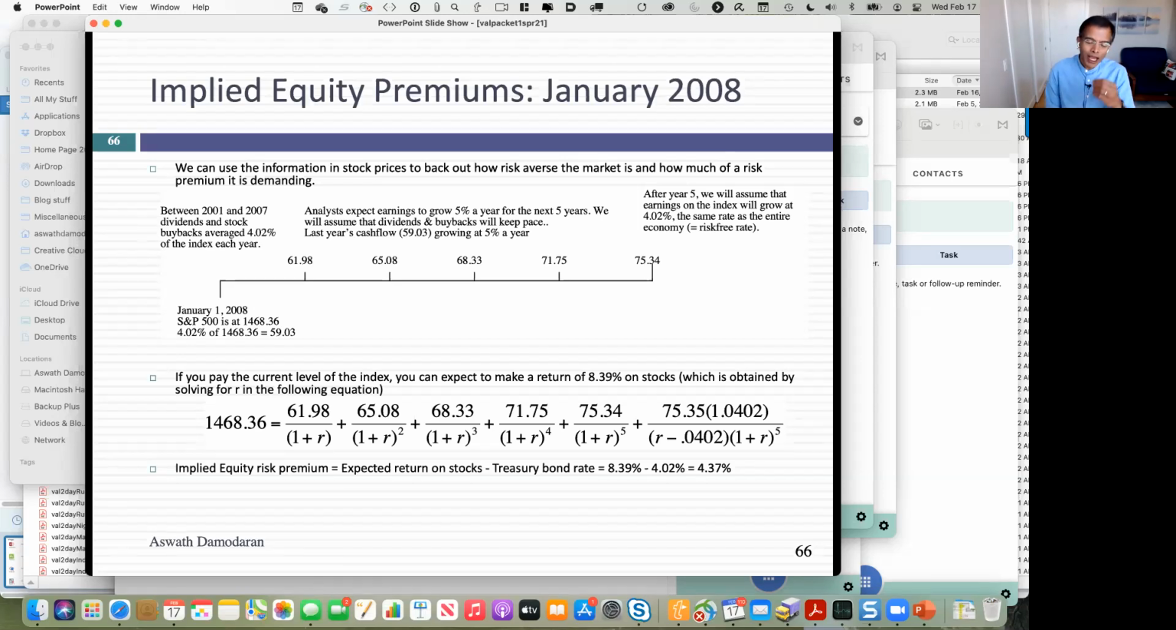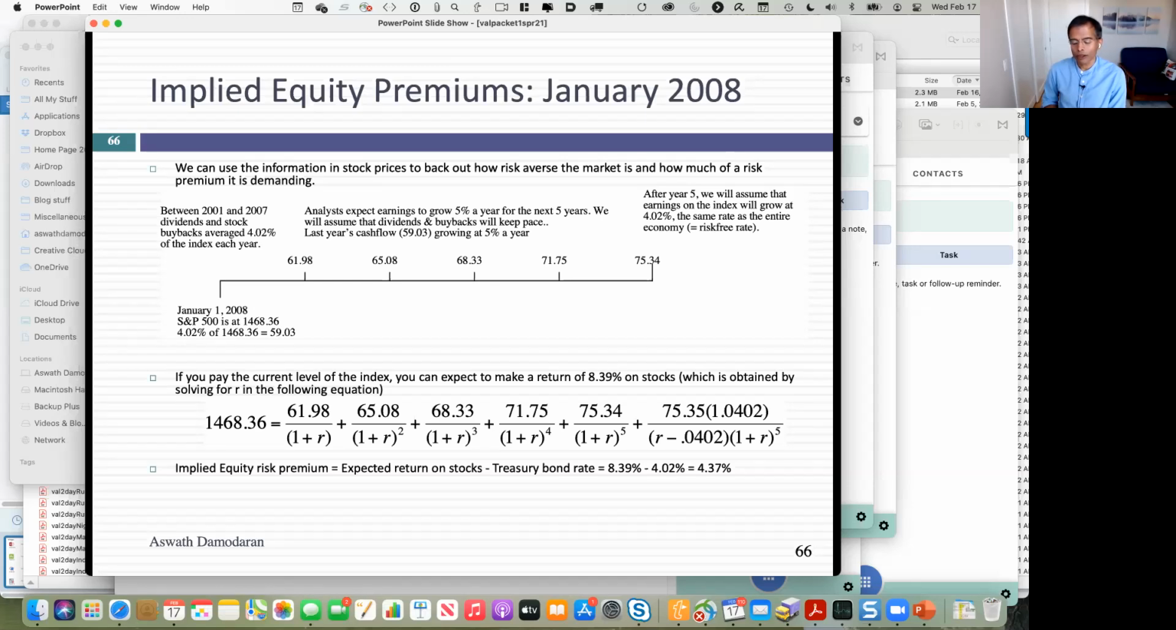What does that tell me? At the start of 2008, if I asked you what your equity risk premium is, you could give me a number, 7, 8, 9. But I'm not going to listen to you, because rather than listen to what you say, I'm going to look at what you pay. And given what you paid for stocks, you can expect to make 8.39% a year for the long term as your expected return. T-bond rate is 4.02%. You take the difference, you got the equity risk premium at the start of 2008, 4.37%.